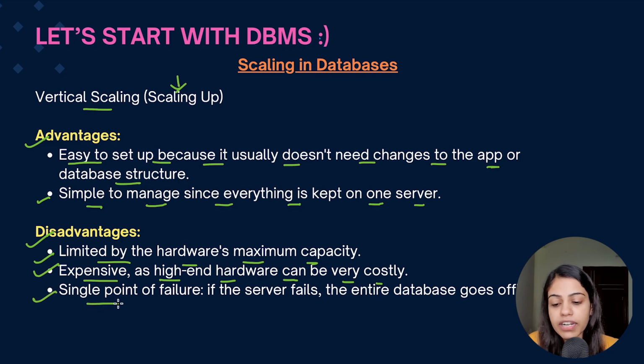Now coming to the third point, that is single point of failure. Since there is only one server in which we are increasing the CPUs as well as RAM, what if the server fails? The whole system will go down, right? If the server fails, the entire database goes offline, and we won't be able to process the requests of different users, resulting in multiple 500 errors or server not found.